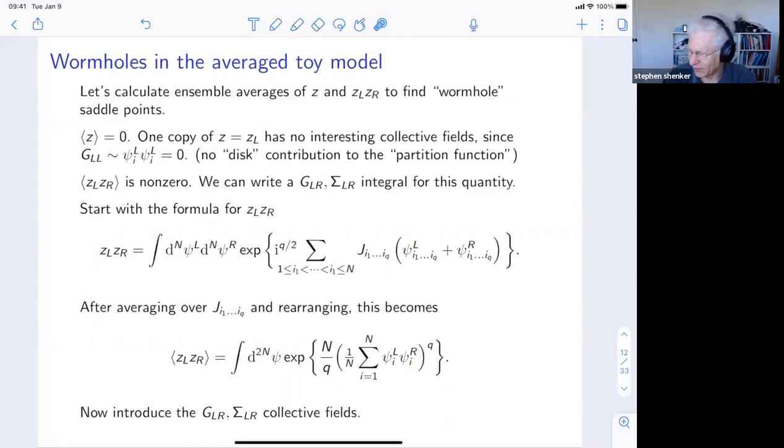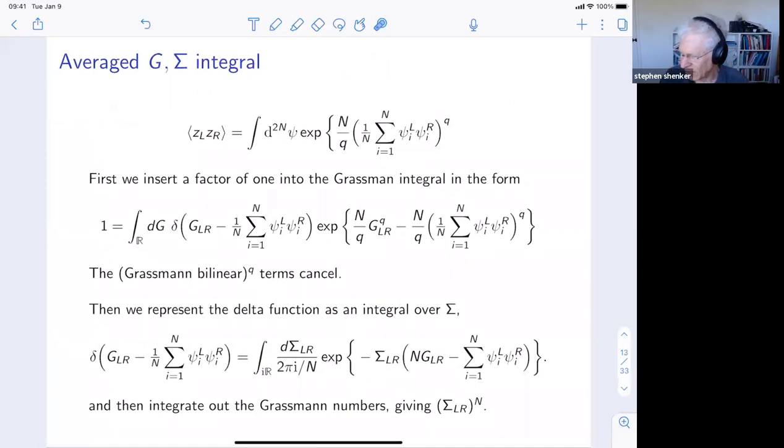Now you want to manipulate that. First, we insert a factor of 1 into the Grassmann integral. That's the way you insert collective fields, auxiliary fields: you just put 1 into integrals. You don't do anything, but you hope that when you do this, you'll get better approximation techniques. Then you say, well, this is equal to that because of the delta function, so you can't stop me from putting this here. So this is 1, you stick that in there. Then you represent this delta function by a Lagrange multiplier. Sigma is integrated on the imaginary axis here. That's the thing that implements this delta function.